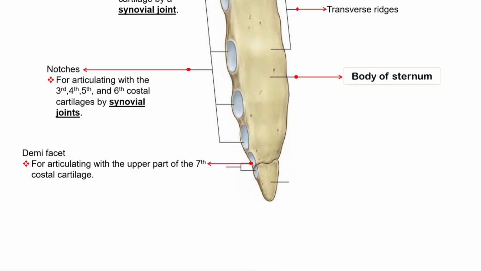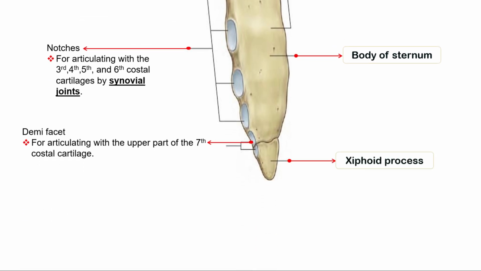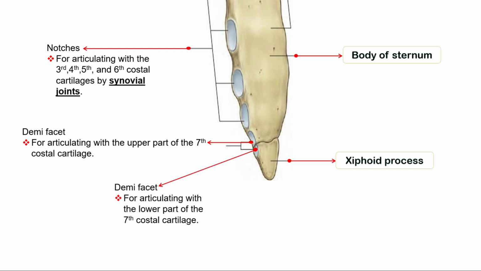And the last part being the smallest, the xiphoid process, it has a demifacet for articulating with the lower part of the 7th costal cartilage. It means two pairs of ribs share articulation on two different bones or parts of this bone. One, the second pair articulates with the manubrium as well as the body, and the 7th pair articulates with the body as well as the xiphoid process.